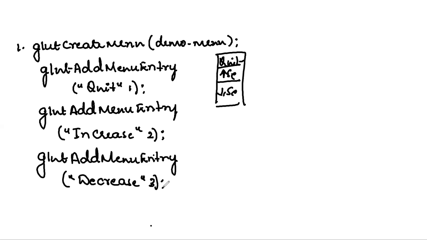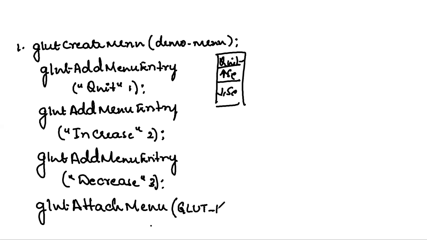Once the options are added, it has to be linked. In order to link it, let us say glutAttachMenu. So I have this function glutAttachMenu. This will basically attach the menu to the mouse. Inside this I write to which button I need to attach. So I'll write it as GLUT_RIGHT_BUTTON. So what I'm trying to say is whenever the right button is clicked, then this menu should be displayed.